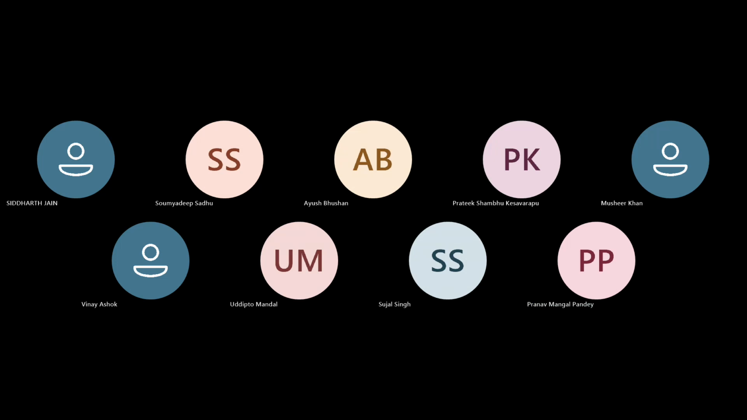So how many number of people were there for embedded initially? Others can put down their hands. Initially, Pratik, Vinay, Mushir, Siddharth, 4 people. Okay.